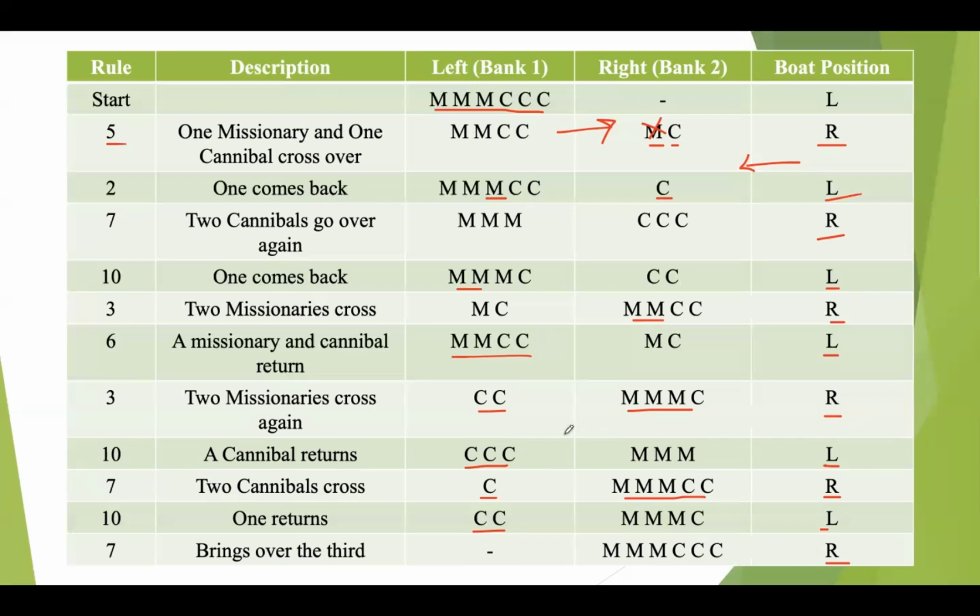Okay, so this is the final state, right? This is the goal state. Initially, all 6 of them are towards the left side of the river, and now they are towards the right side of the river.